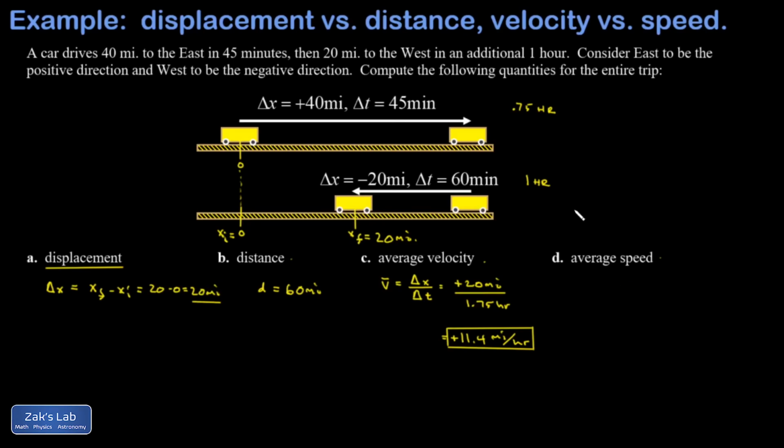So that would be the total distance that was covered. That was 60 miles divided by how long it took. So we take 60 miles divided by 1.75 hours, and keeping 3 sig figs on this, we get 34.3 miles per hour average speed.